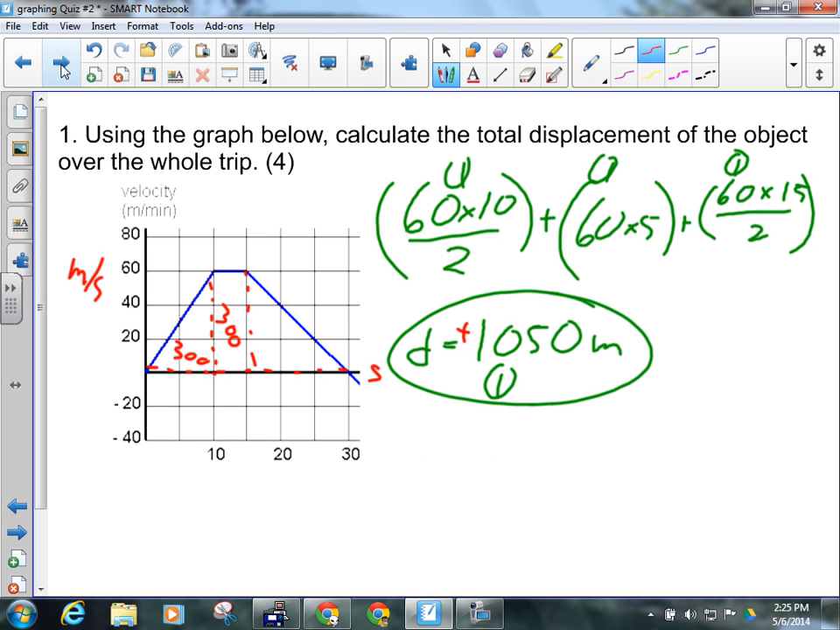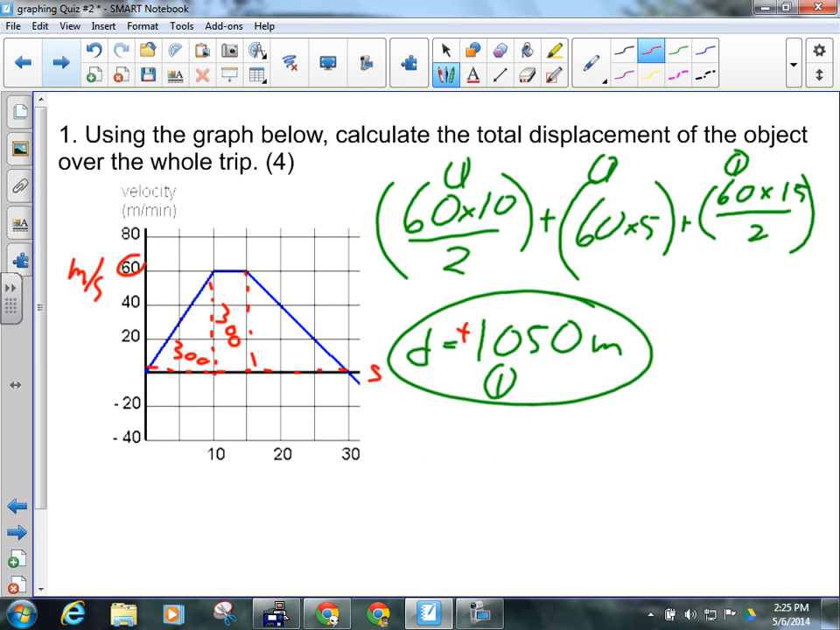All right, so here's what we need to do then. We need to go 60 times 10 over 2 for our first triangle, because it is 60 high by 10 wide. 60 times 10 is 600, over 2 is 300. Our next one is 60 times 5, which is also 300. And then our last one is 60 times 15 over 2, and I believe that's 450. And then we add them all together.